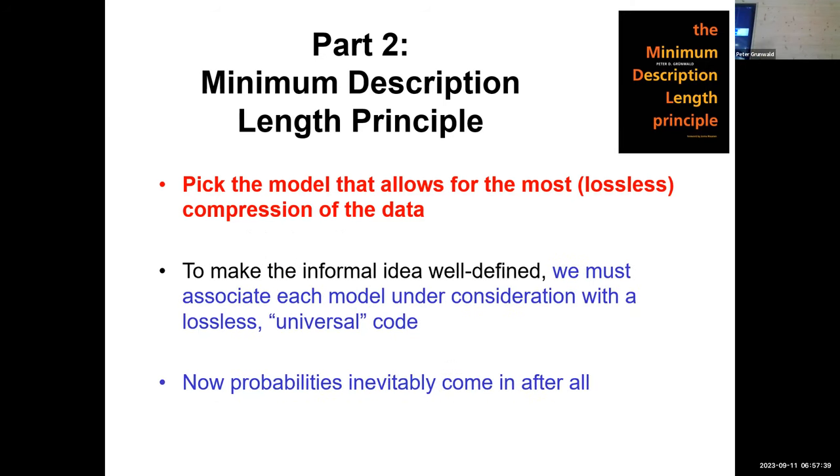But to make this well-defined, of course, you must be clear what you mean by compression. And the way this is done is you associate each model with a code for losslessly encoding, compressing data. And because codes are, via Kraft's inequality, inherently linked to probabilities, at some point probabilities do come into the storyline. Now, what does universal mean? It's actually a strange word, and we'll see in a moment. Forget about that word for now, we'll come back.